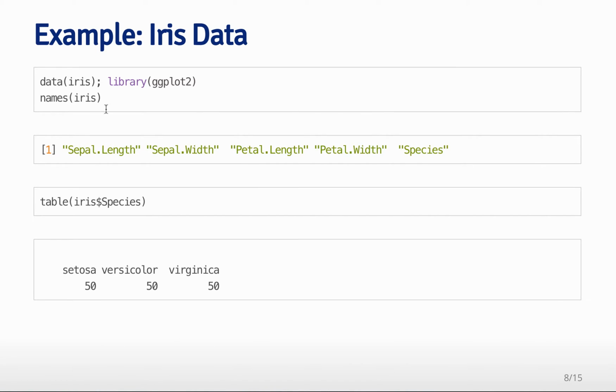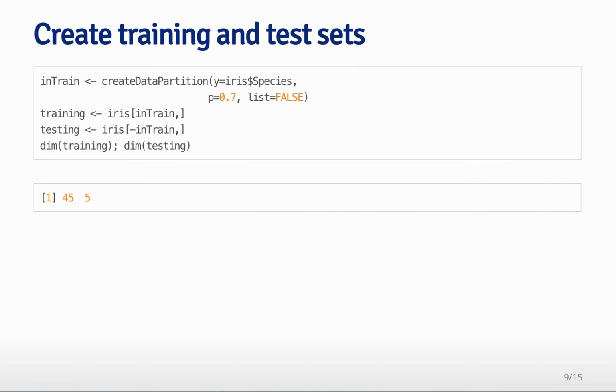So I'm just going to show you an example with the iris data. This is a very old data set, but it shows you the idea of how this works. I'm loading the data with the command data(iris), and then I'm loading the ggplot2 library for making plots. The names of this data set are the different variables that we're going to be using to predict with. Here it's sepal length, sepal width, petal length, and petal width. And what we're trying to predict is the species. There are 50 of each of these 3 different species that we're trying to predict with those variables.